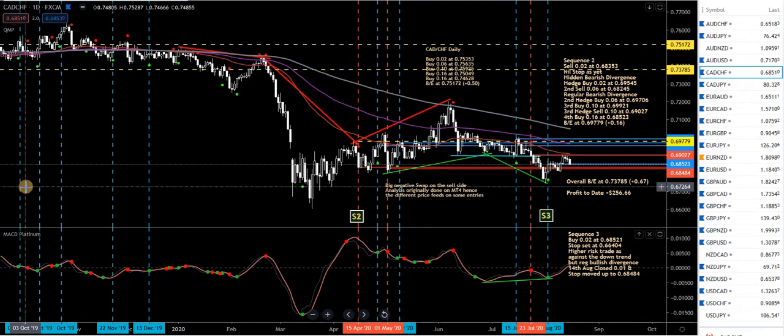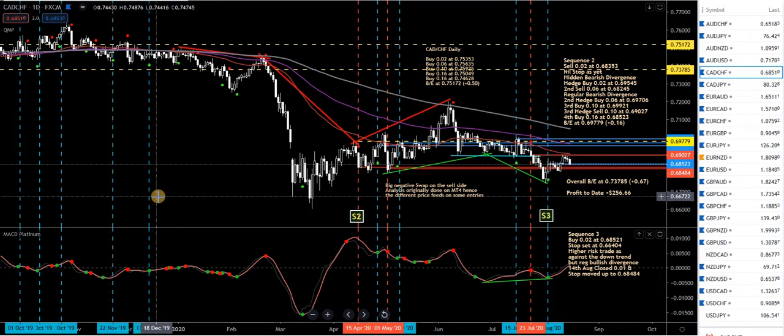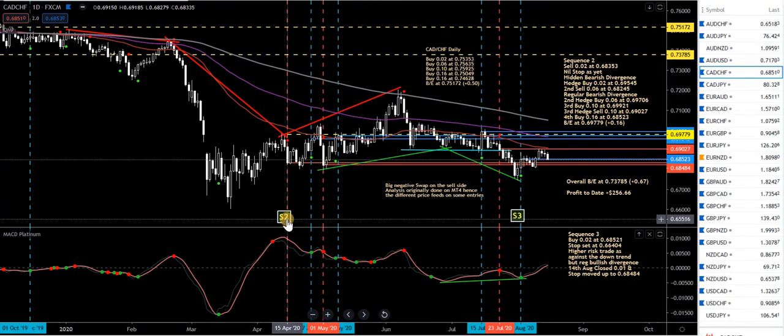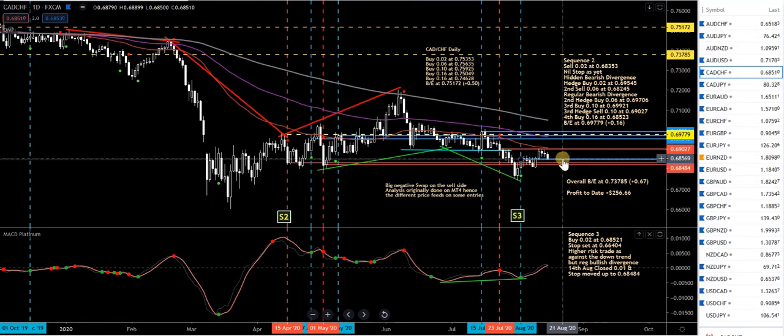The good thing is it's positive swaps. I'm not losing any money on the overnight interest rate. I'm actually making some money. So at the moment, I'm just trying to work my way out of the other trades on the right-hand side. So I'm in a sequence 2 here. And I think I might have been stopped out there.